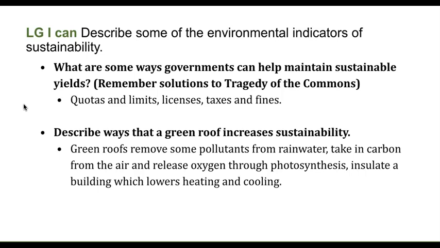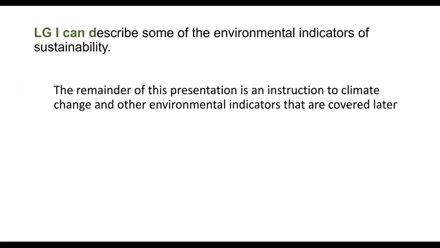Okay, describe ways that a green roof increases sustainability. So green roofs are where you grow plants on your roof, and they can remove pollutants from rainwater. They can take in carbon from the air. They can release oxygen through photosynthesis. They can insulate a building, which lowers heating and cooling. So these are all things that can be added to sustainability.